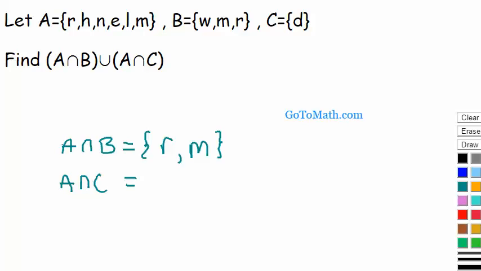Okay, A intersects C. What is in A that's also in C? Well, there's only one thing in C, and that's a D. So is there a D over here anywhere? Don't see one, so guess what? That is the empty set. That's right. A intersects C has nothing in common.